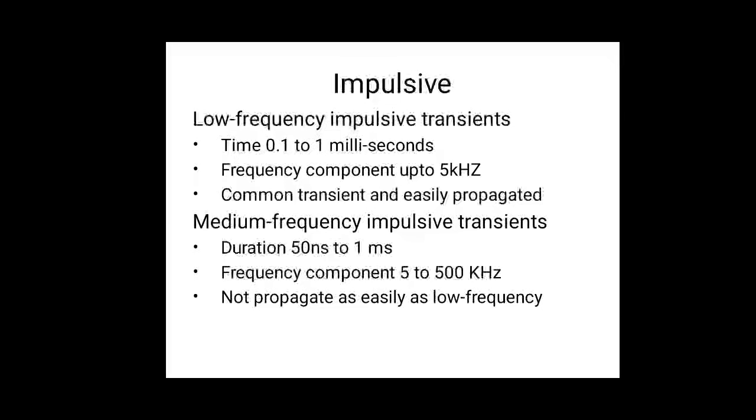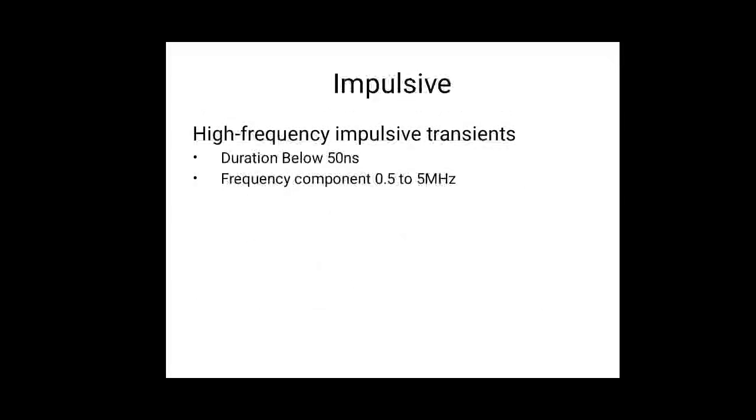Next is medium frequency impulsive transient, which has a duration of 50 nanoseconds to 1 millisecond. Then the frequency component is 5 to 500 kilohertz, which is not propagated as easily as low frequency. Next, high frequency impulsive transient. The duration is below 50 nanoseconds and the frequency component is 0.5 to 5 megahertz.